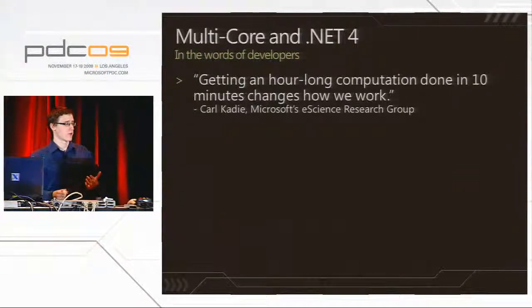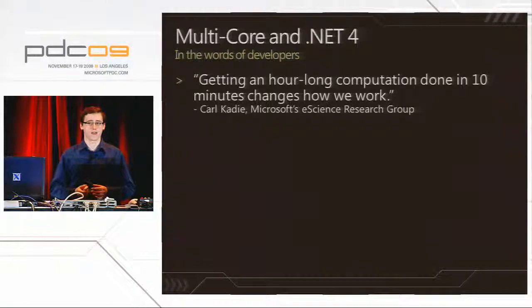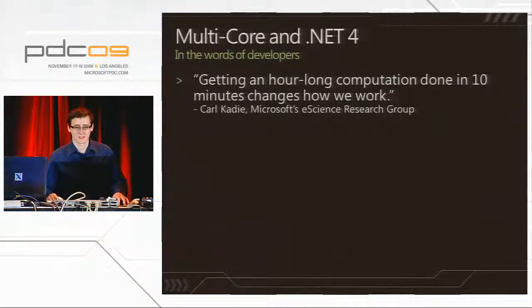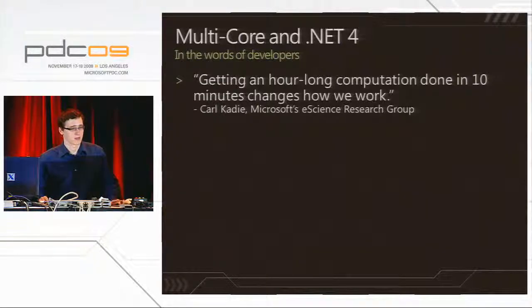We got this feedback from Carl Caddy, who does biology research at a Microsoft research group. They started using Task Parallel Library and PLINQ to do some of this in parallel, and they found that now the computation takes 10 minutes, where previously it used to take an hour, and that has a big impact on how they can do their work. It completely changes the workflow. And so once you start getting to 4, 8, 16 cores, writing your code so that it takes advantage of the multi-core architecture has a huge impact on the performance.